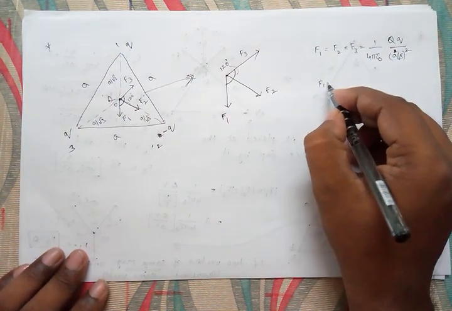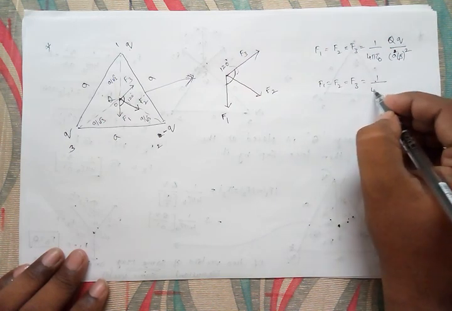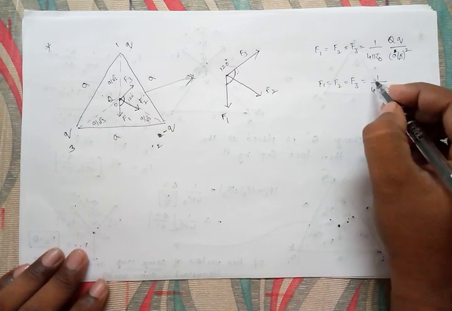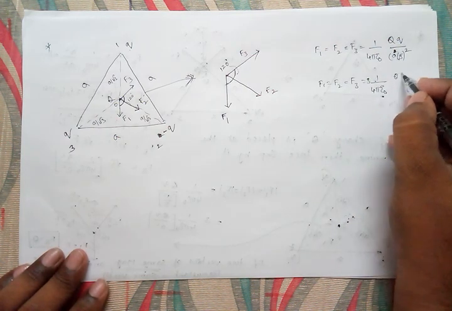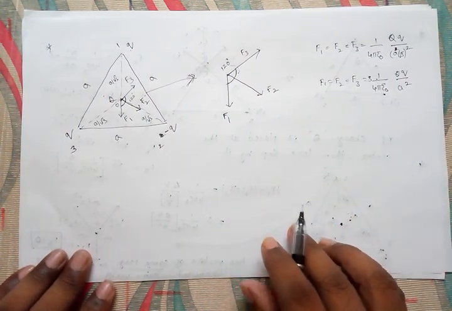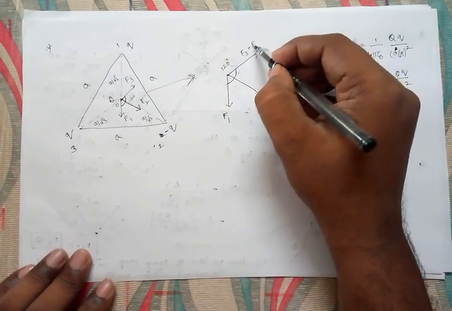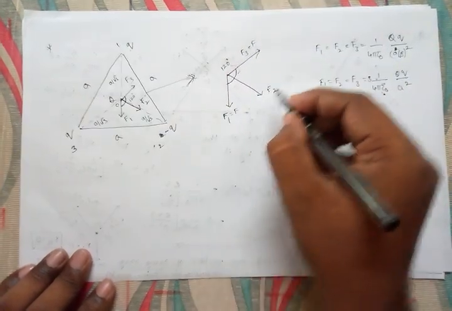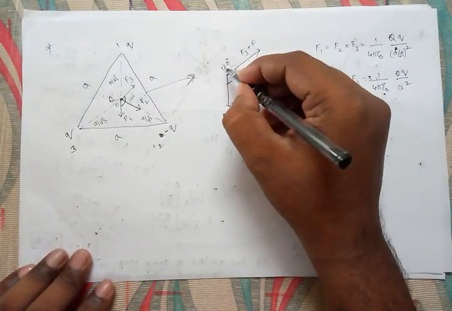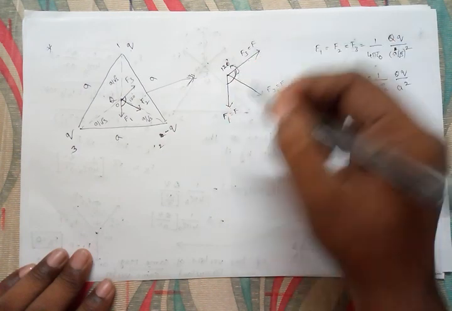Then F1, F2, F3 is each 1 upon 4 pi epsilon naught into 3, which comes to the numerator, capital Q into small q by a square. Now again I am repeating the point here. F1 and F3 are equal vectors, and F2 is also the same. These are equal vectors, and the angle between the vectors is 120 degrees.